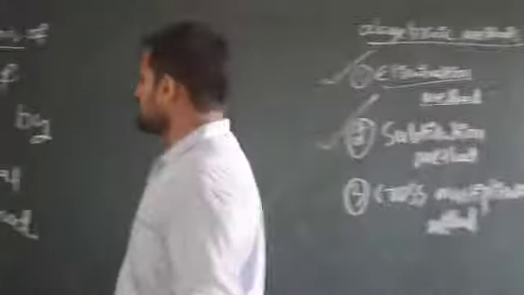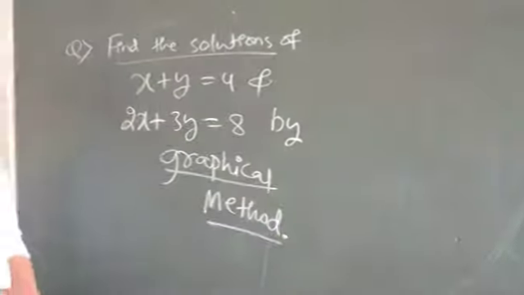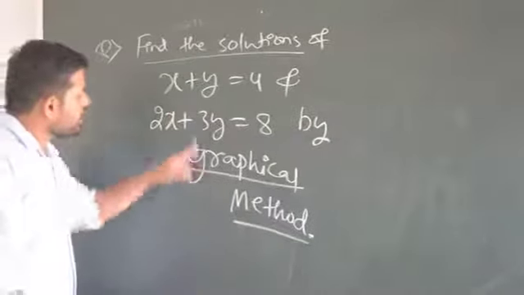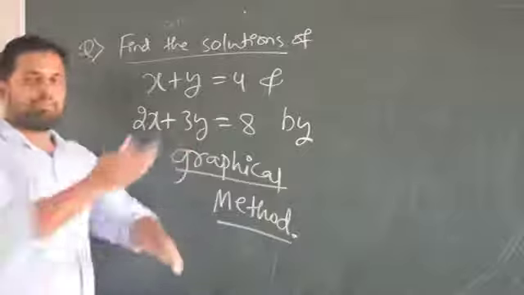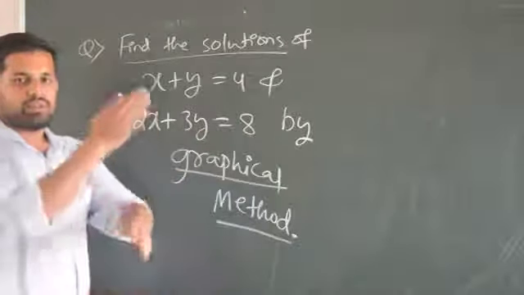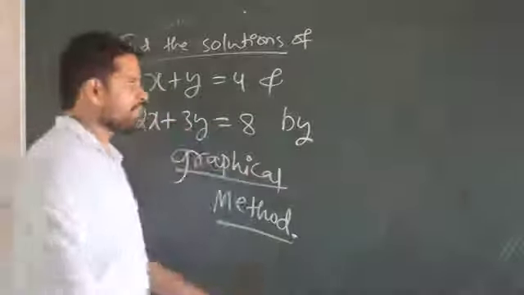Now they are asking by graphical method. Do you understand the meaning of graphical method? Graphical method means you have to draw this graph, and again you have to draw this graph. If they are meeting, it means they have only one solution. Wherever they meet, that will be the solution. For example, let me give you a hint.